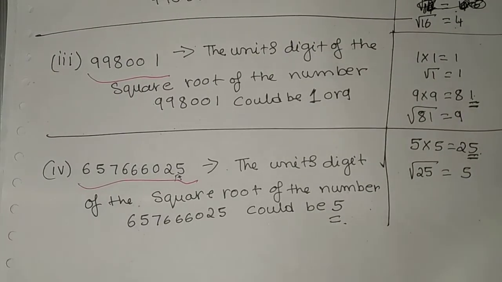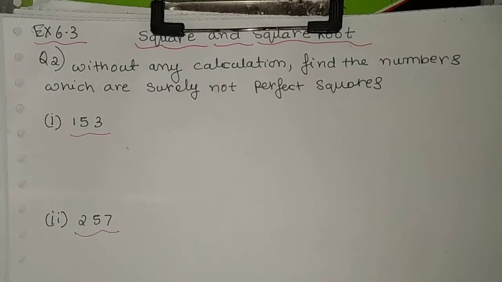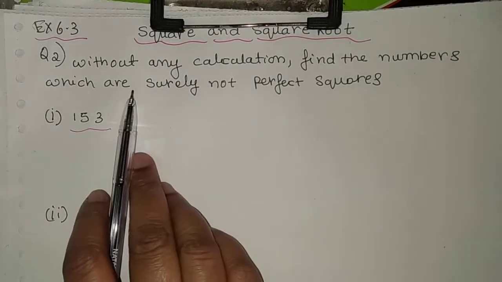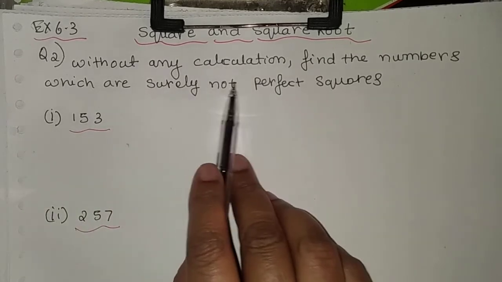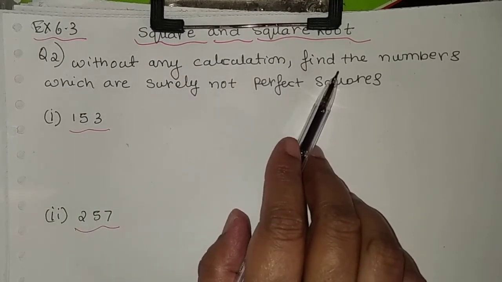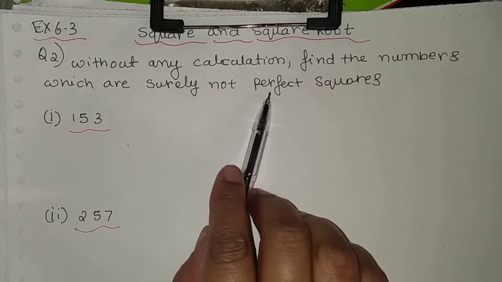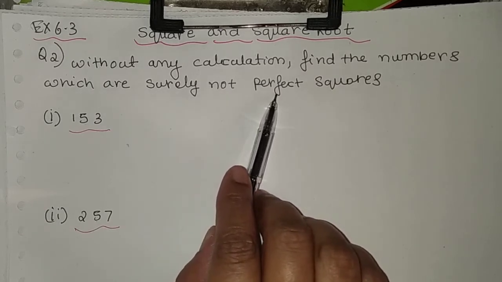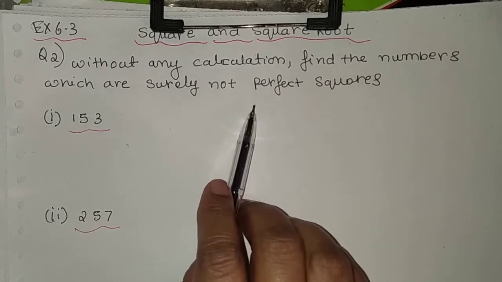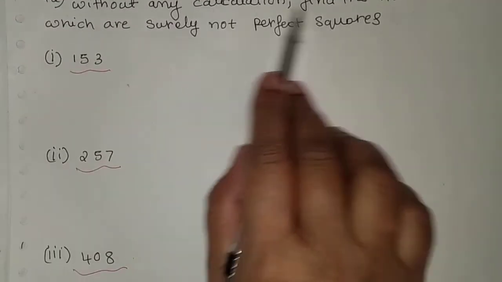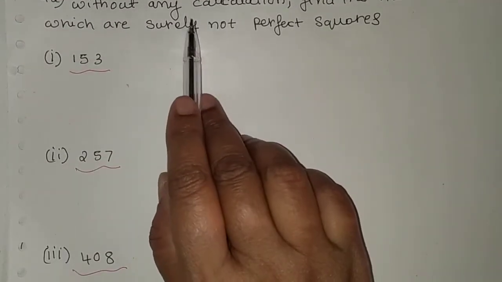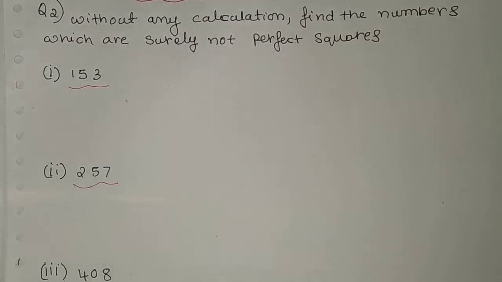So we move on to the next one. What is the next one? Question 2. Without any calculation, find the numbers which are surely not perfect squares. Without calculation we have to see whether each is a perfect square or not. This is the first number.